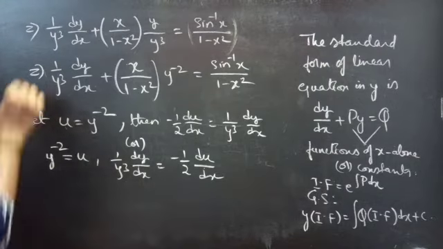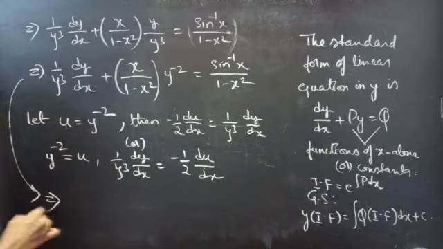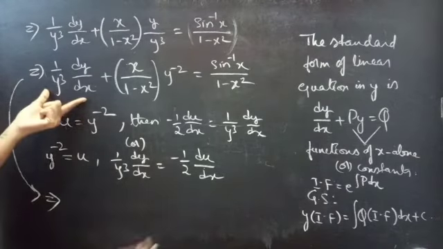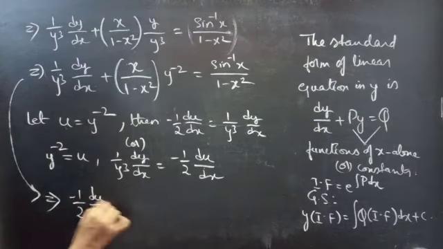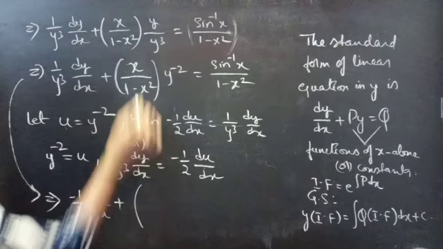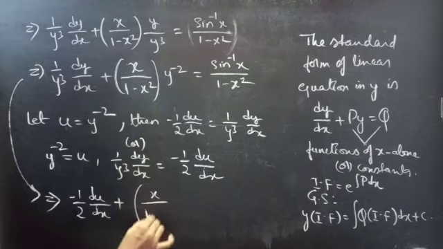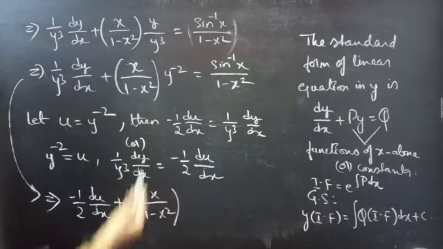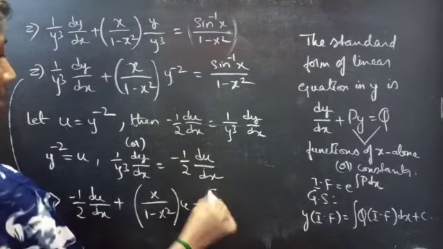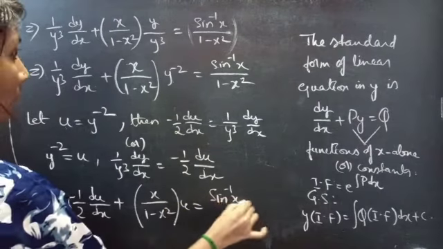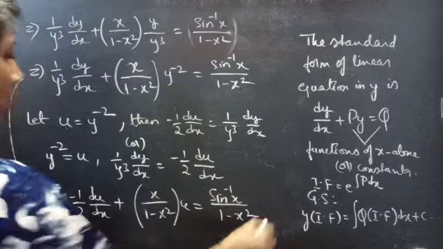Now the above equation becomes, replace the first term by this: minus 1 by 2 into du by dx plus function of x as it is, into replace y power minus 2 by u, equals sine inverse x by 1 minus x squared.